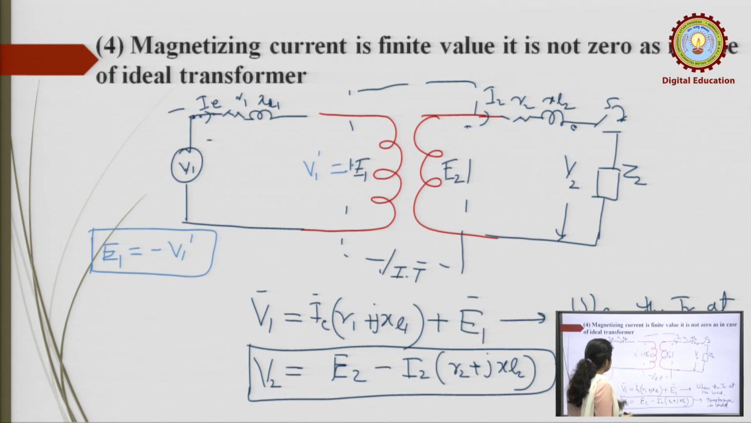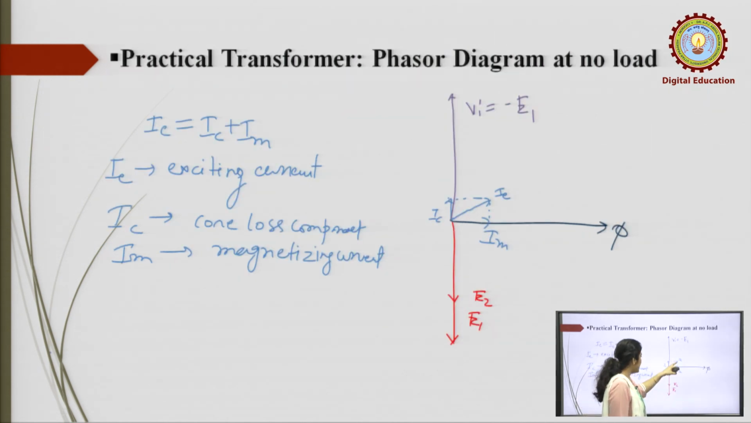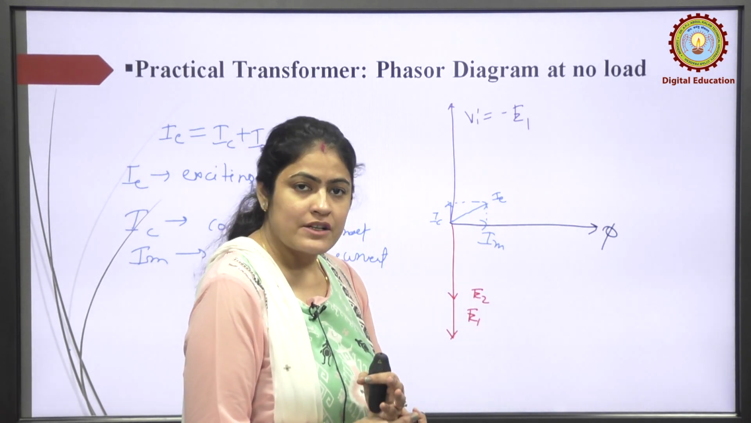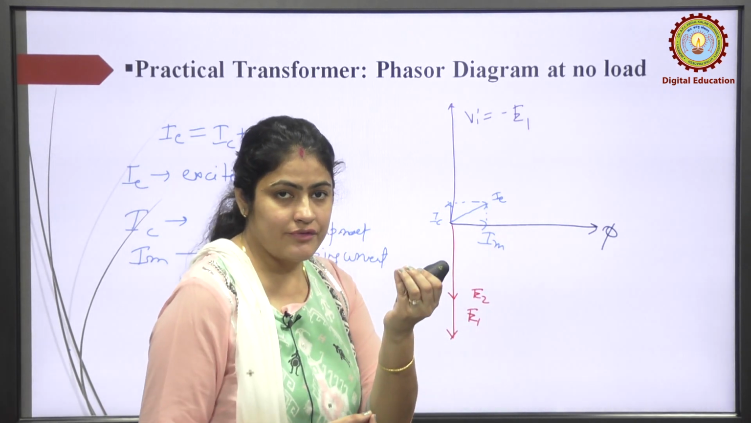Now, if you see this diagram, the equation is satisfied, because V1 is the only source. By using this V1, the transformation action takes place and E1 is generated, but there is some drop in the resistance and the leakage reactance. See? In the resistance, the drop is I R1. So, I R1 is the drop in the resistance. The angle between the current and the voltage drop across the resistance is 0, because it is resistive.